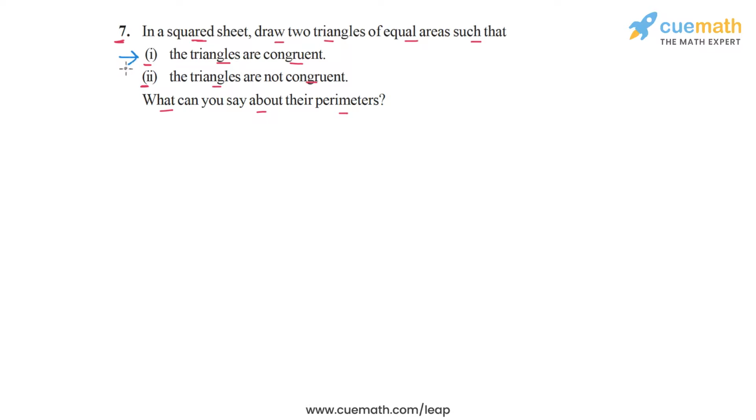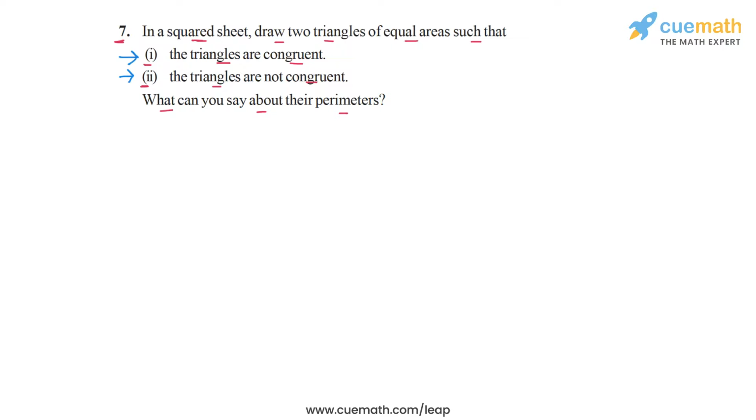If you draw any two congruent triangles, by definition they will have the same areas because two congruent triangles have the exact same shape and size. They can be superimposed over each other exactly. So any two congruent triangles will have equal areas. But in part 2 we have to draw two triangles that are not congruent but still have equal areas. So this one is slightly more complex than part 1. So let's do part 1 first.